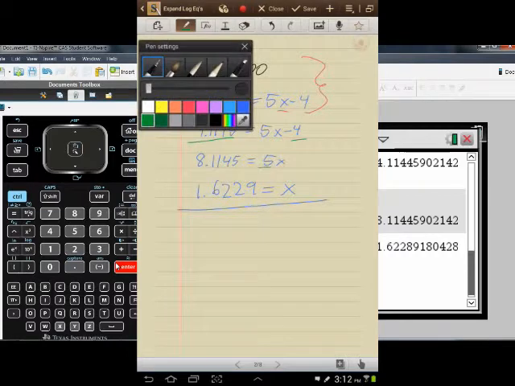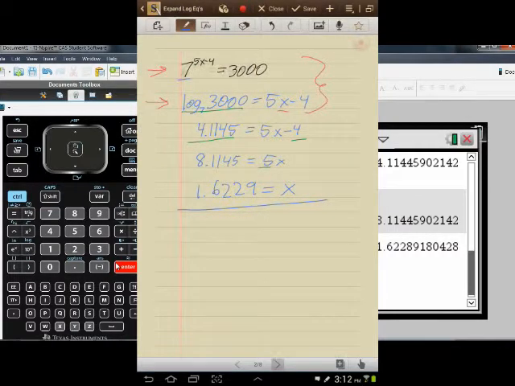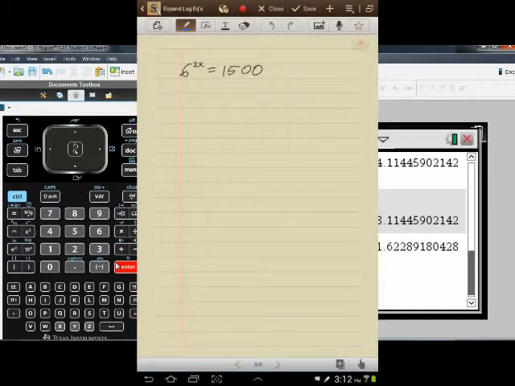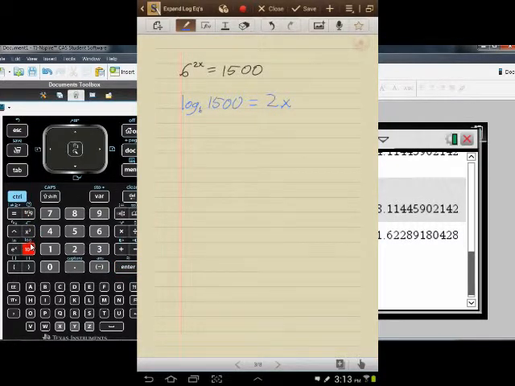Okay, so look at the next example. Another exponential: 6 to the 2x power equals 1500. X is in the exponent, can't get to it directly, so switch it to logarithm form. Log base 6 of 1500 equals 2x. Use the calculator, and when you get better at this, you can just leave stuff in the calculator.